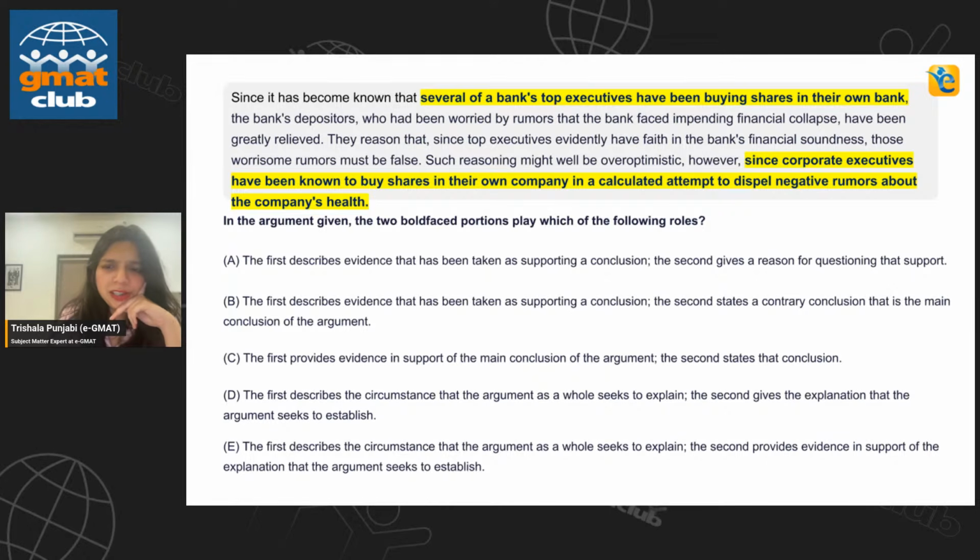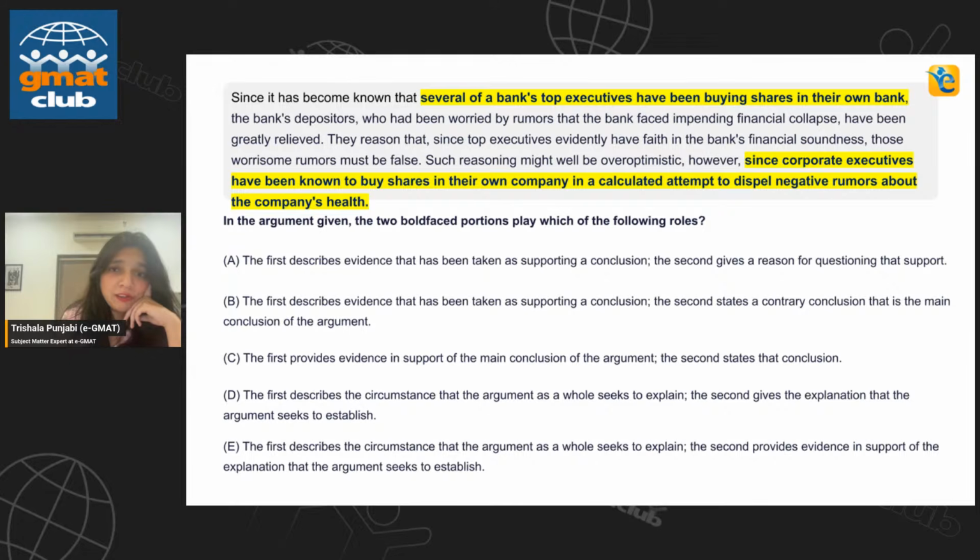Since it's not always a premise indicator. In this context, it is. And you cannot even answer it properly from the argument. And this for sure is definitely not the main conclusion of the argument. The main conclusion is that such reasoning might well be over optimistic.